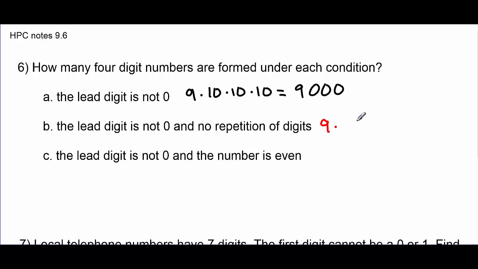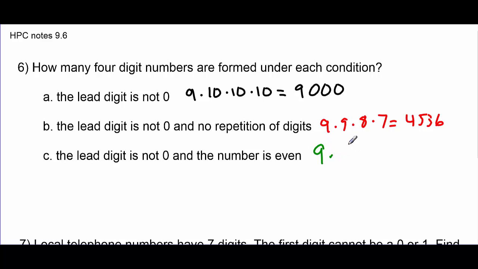For part B, again, we start with 9, but then there's no repetition, so the second digit has to be only 9 options because 1's already been used, and then we'd have 8, then we'd only have 7 remaining, and so that gives us 4,536 possibilities.